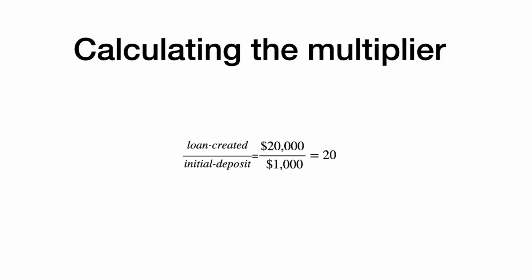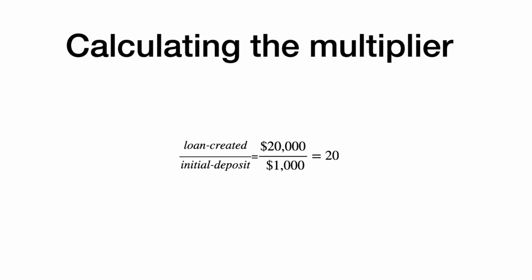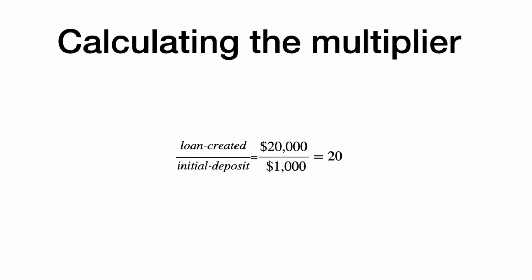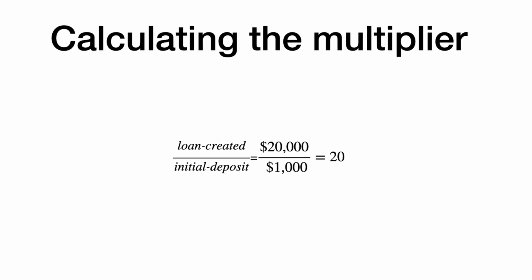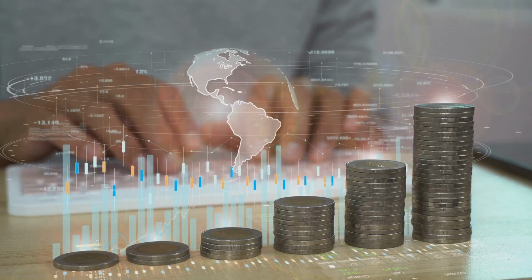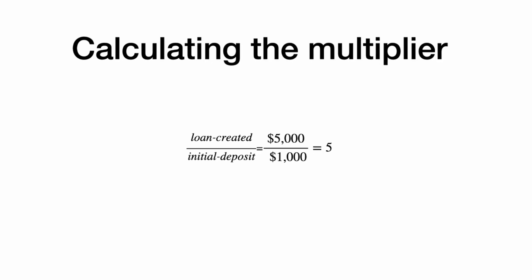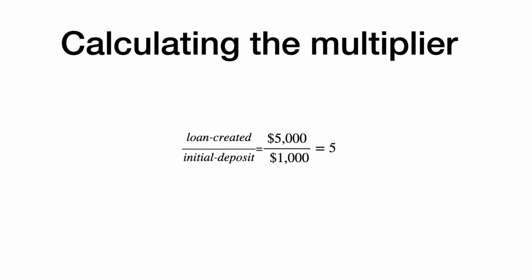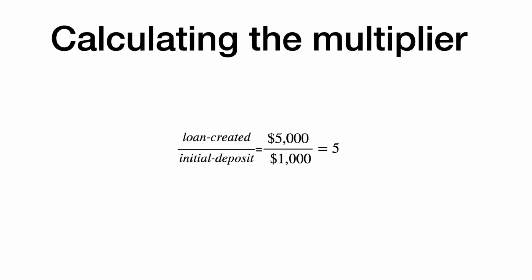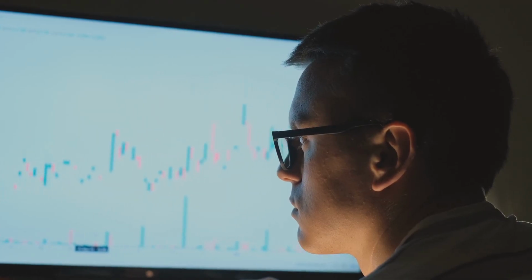In the first example, the money created amounts to $20,000, while the initial deposit was $1,000, giving a multiplier of 20. In the second example, the money created amounts to $5,000 with the initial deposit of $1,000, resulting in a multiplier of 5. The multiplier can also be calculated directly as the inverse of the reserve requirement. For example, if the reserve requirement is 3%, the multiplier would be 1 divided by 3%, which equals approximately 33.